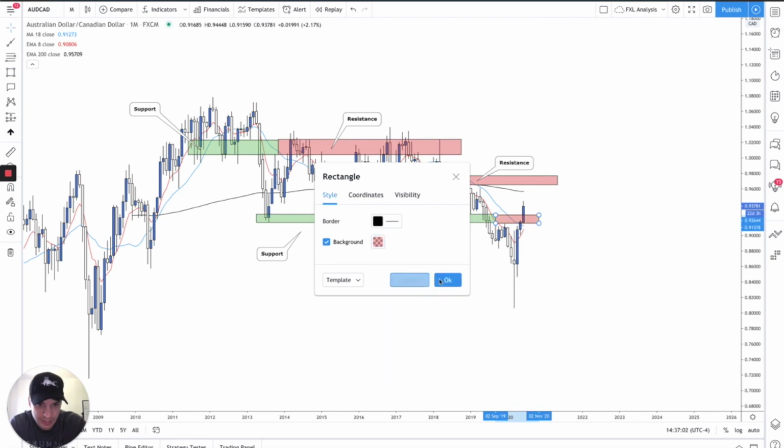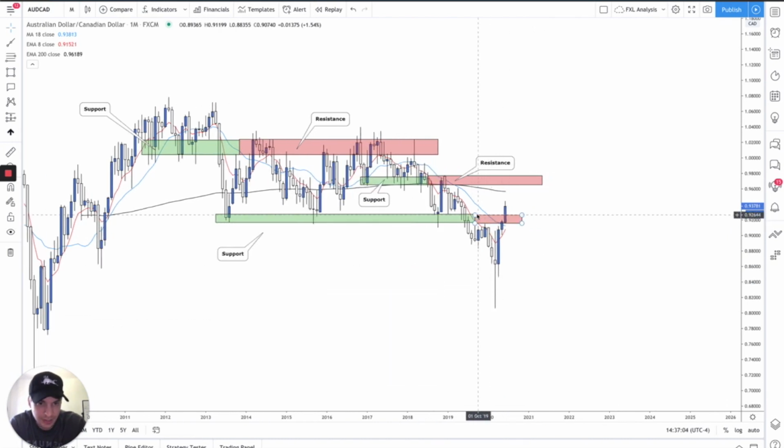Right? This one actually tested. It found resistance. But here's the funny thing. Look, it found resistance right here. Found resistance right here. And then it broke back through and is now support once again.